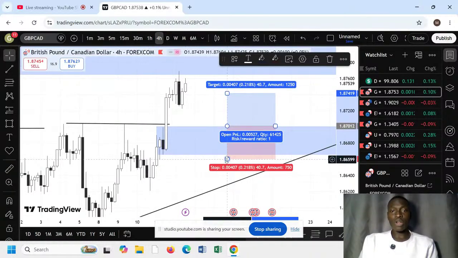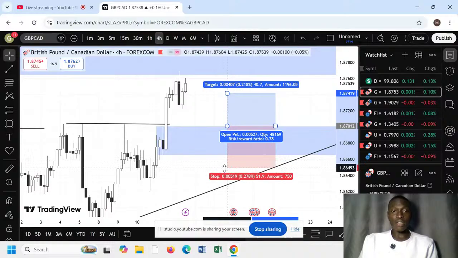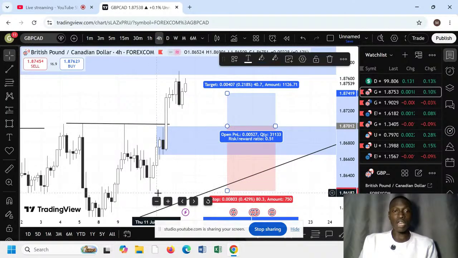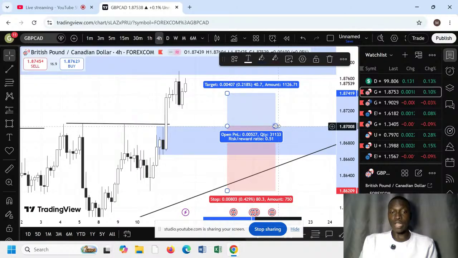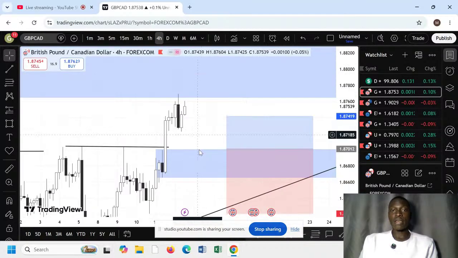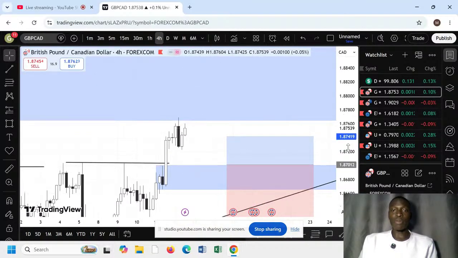So now I can say, okay, my stop loss, I can put it down here, or I can decide to put it down here. I put my stop loss here on this level of 1.86195. It's not the exact stop loss, I'm just showing you. Now I say, okay, where do I put my take profit?